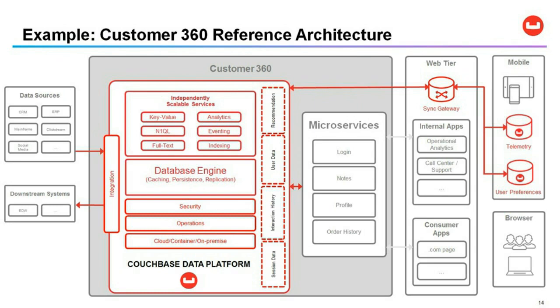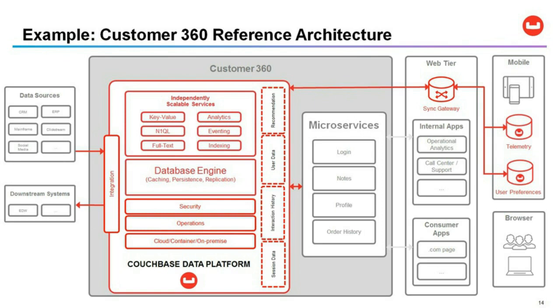So let's just start at the center where you'll see the Couchbase Data Platform. That's, of course, our NoSQL database. This includes all of our scalable services, key value, analytics, N1QL. You can see the list. Now, in the case of C360, we have external data sources that Couchbase is pulling data from and aggregating to complete that 360 view. And some of that data in Couchbase may also be getting moved into your downstream systems, like your enterprise data warehouse, for example.